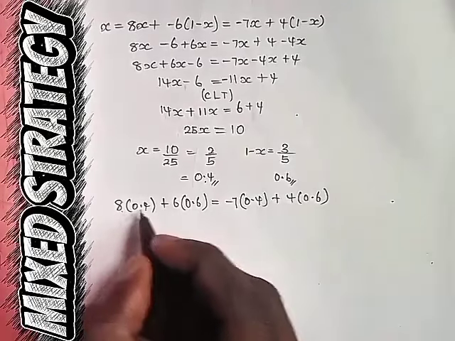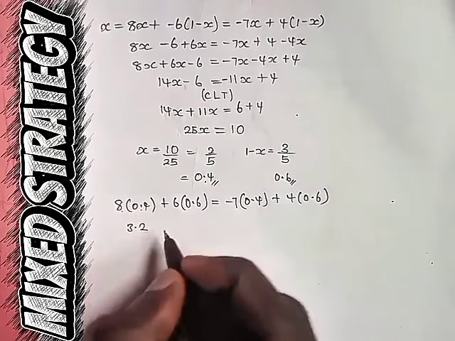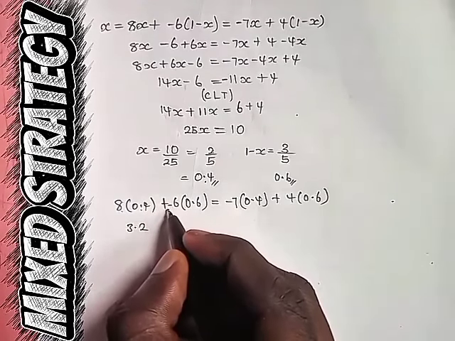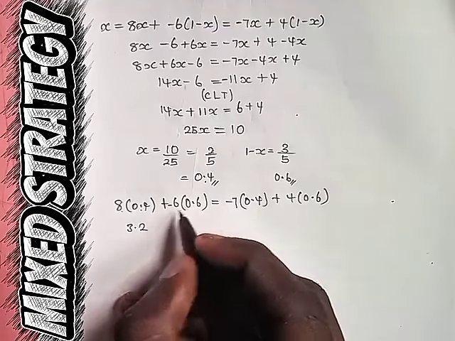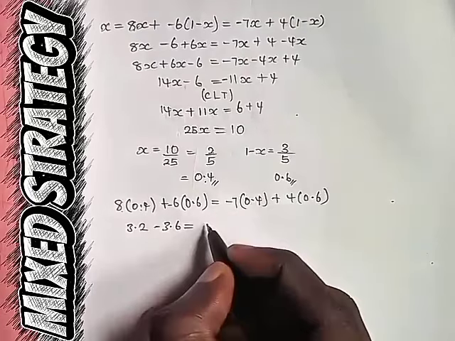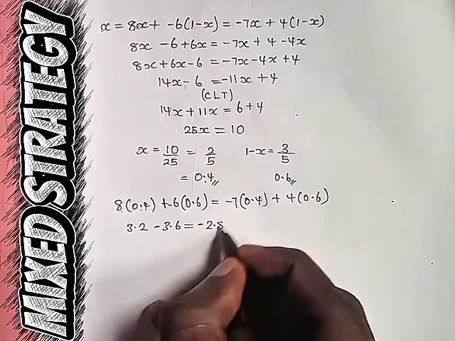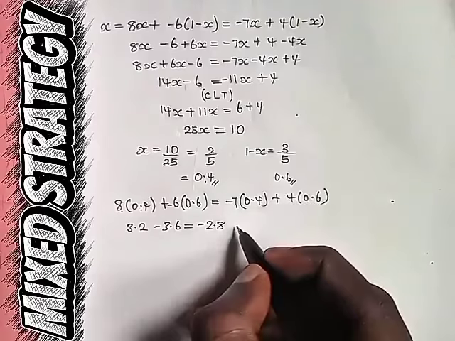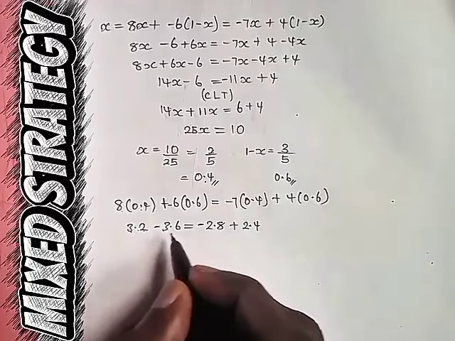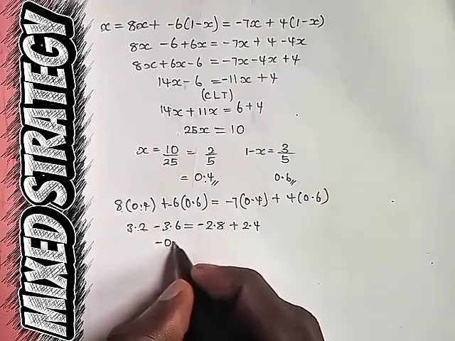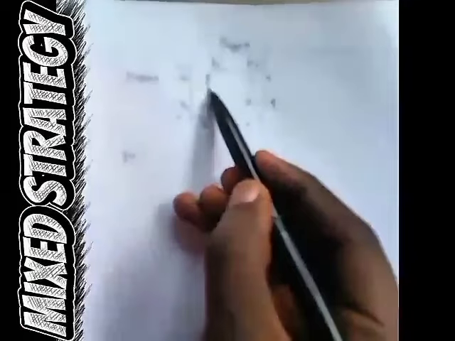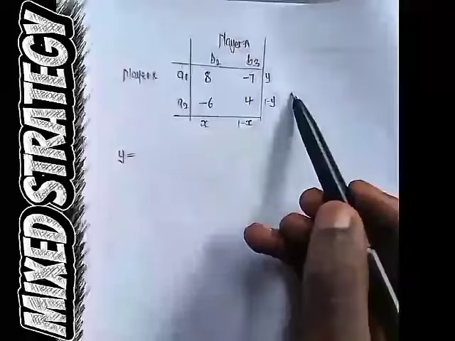8 multiplied by 0.4 is 3.2 plus 6 multiplied by 0.6. Plus times minus is minus. Minus 6 multiplied by 0.6 is minus 3.6, equals to minus 7 multiplied by 0.4 is minus 2.8 plus 4 multiplied by 0.6 is plus 2.4. 3.2 minus 3.6 is minus 0.4, and minus 2.8 plus 2.4 is minus 0.4, which is equals to 0.